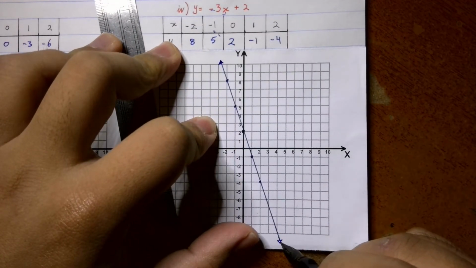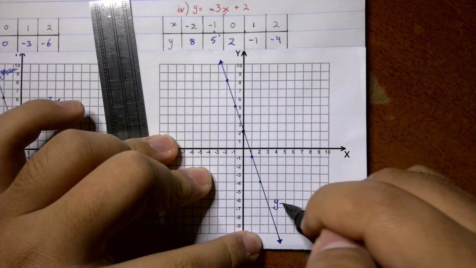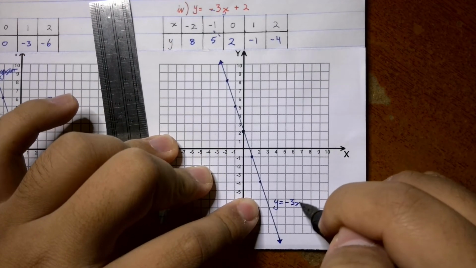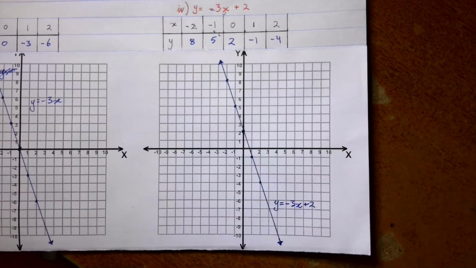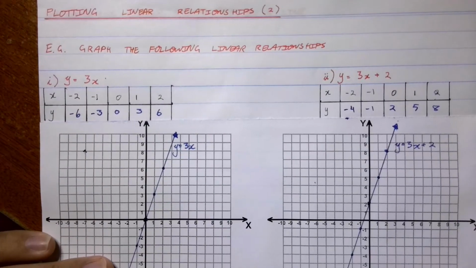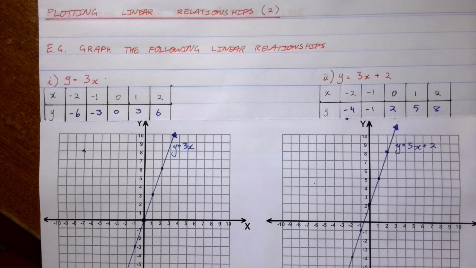And this concludes the examples. This is y equals negative 3x plus 2. This concludes the video, and I hope that gave you an insight into graphing linear relationships.